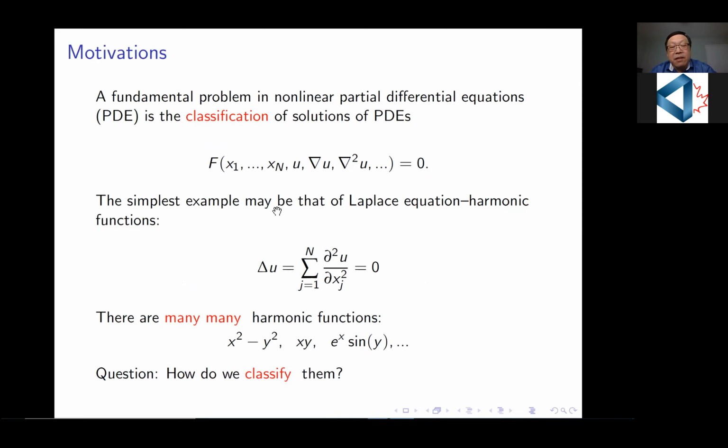The simplest example may be the Laplace equation, the so-called harmonic functions, and these harmonic functions have been classified. There are many examples of harmonic functions, for example x² minus y², xy, and e^x cos y. This is just in 2D, in 2 dimensions. And the question is, how do we classify all these harmonic functions?